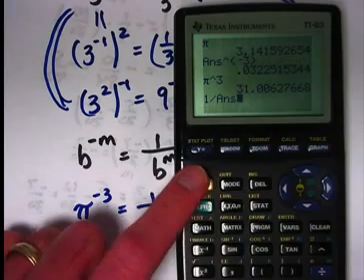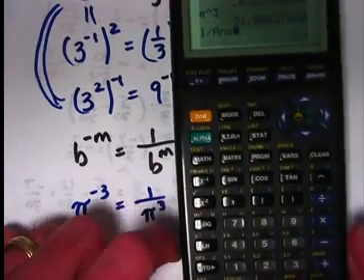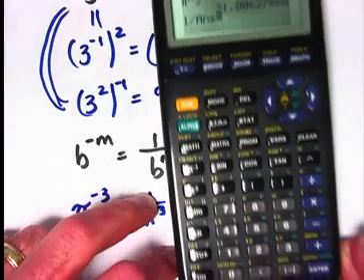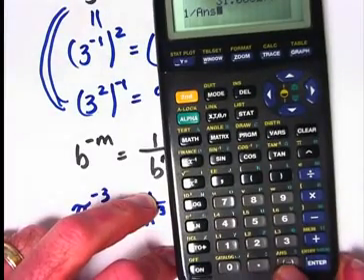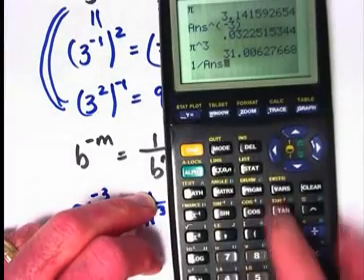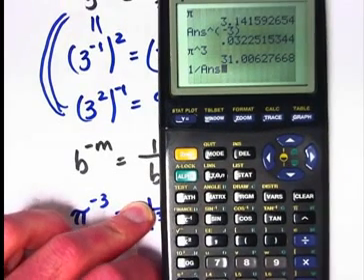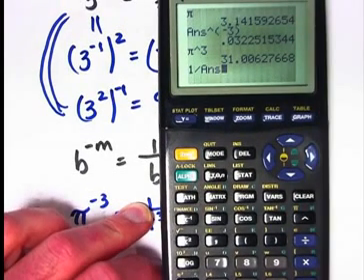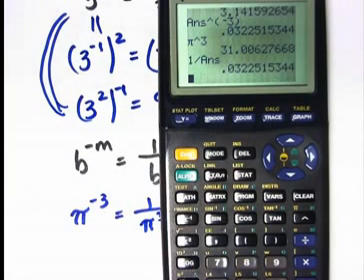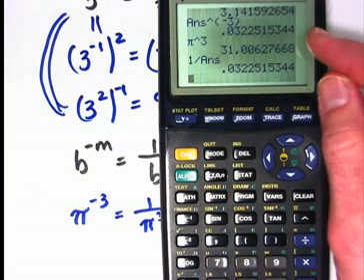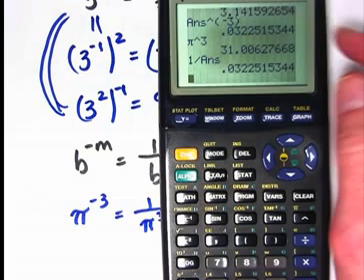I need my second function key and then an answer button there. It's above the negative sign to get that A and S there to refer to the previous number. If I take 1 divided by that, that should equal the 0.0322515344. It does.